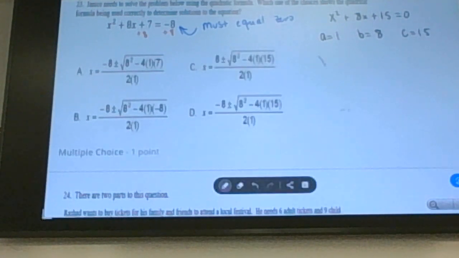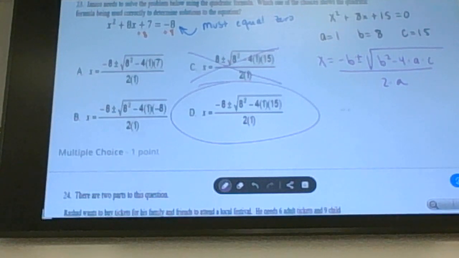So I'll write the formula for you. Negative b plus or minus the square root of b squared minus 4ac all over 2a. So I would have marked off C right off the bat because it didn't have negative 8. Process of elimination takes C out. And then I would have looked for which one has 15. Letter D does. So this was really a question about knowing, first off, the formula, but second off, do you know it has to equal 0? The equation has to be set equal to 0 before you plug in.